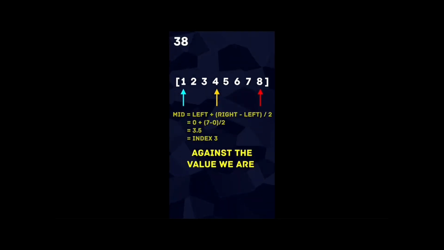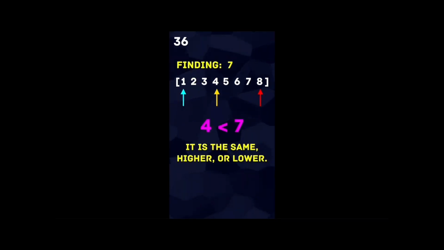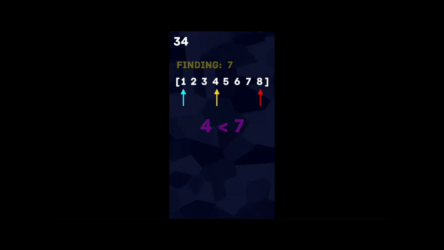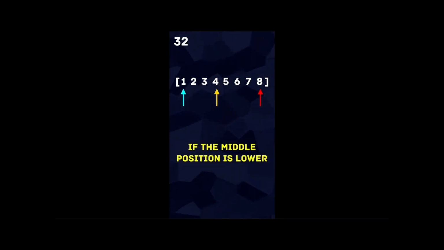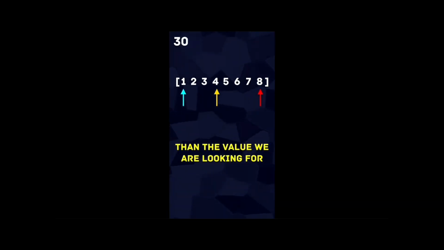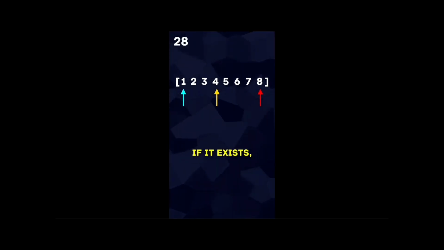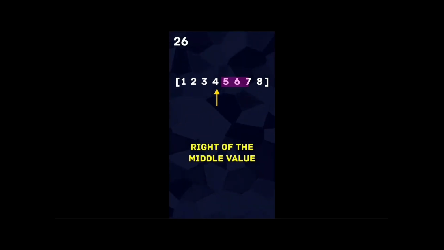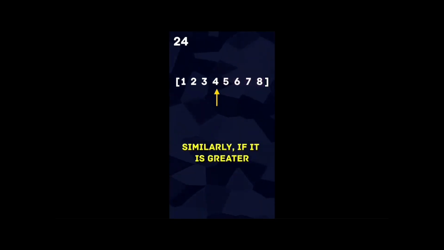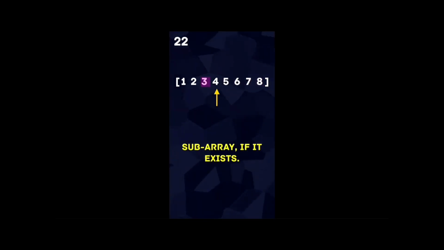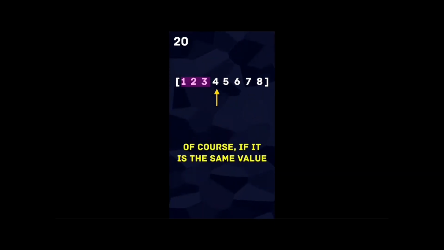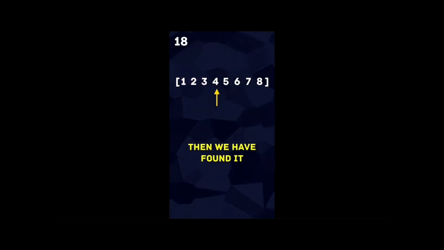We can check this middle position against the value we are searching for to determine if it is the same, higher or lower. When sorted in ascending order, if the middle position is lower than the value we are looking for, we know that the value, if it exists, must be in the subarray to the right of the middle value. Similarly, if it is greater, the value must be in the left subarray if it exists. Of course, if it is the same value, then we have found it and can return.